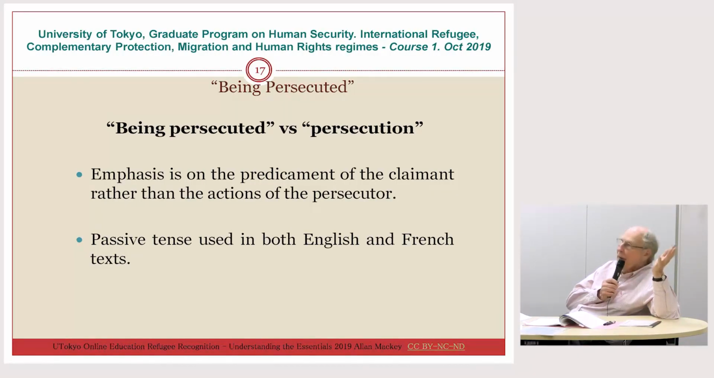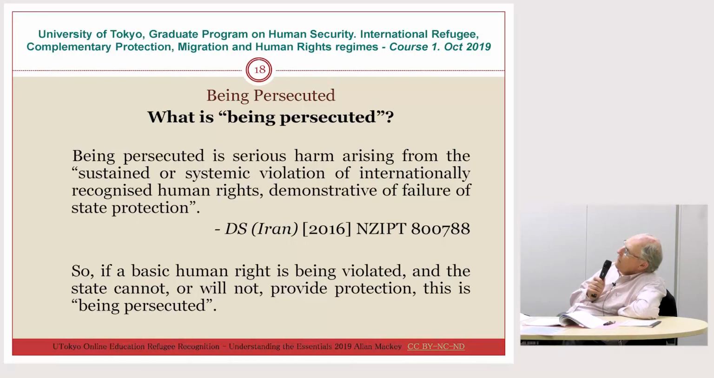So it's language, but the passive sense is, as I said, both in English and French. That's what's called the passive tense, if you remember your grammar. Right. So being persecuted, what is being persecuted? That's it. Being persecuted is serious harm arising from sustained or systemic violation of internationally recognised human rights, demonstrative of a failure of state protection.